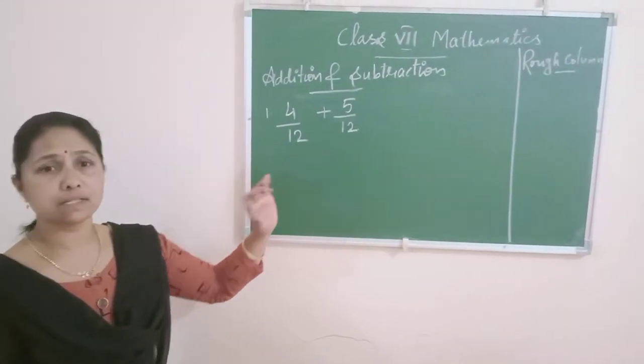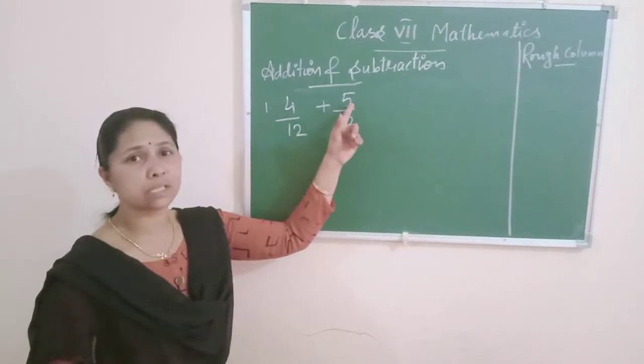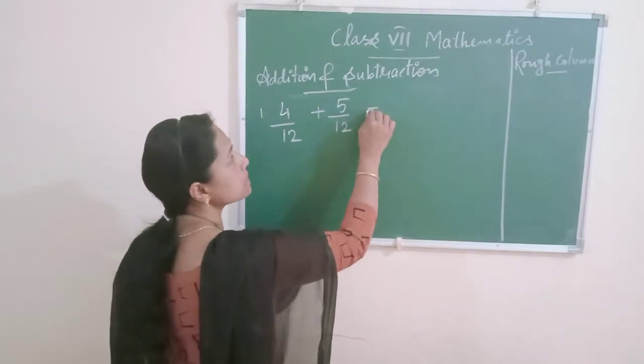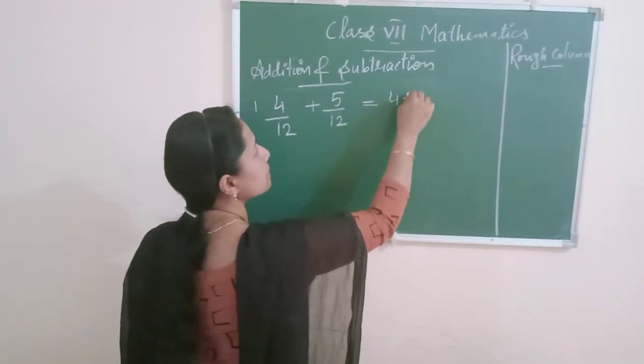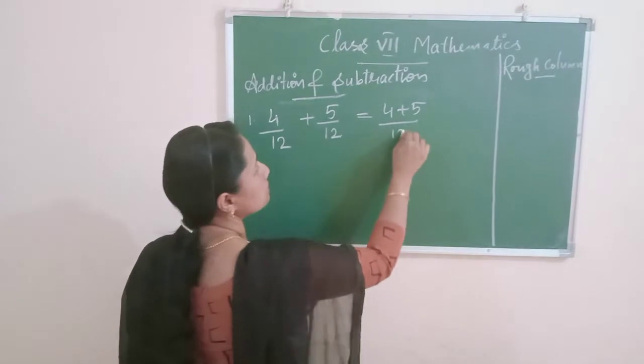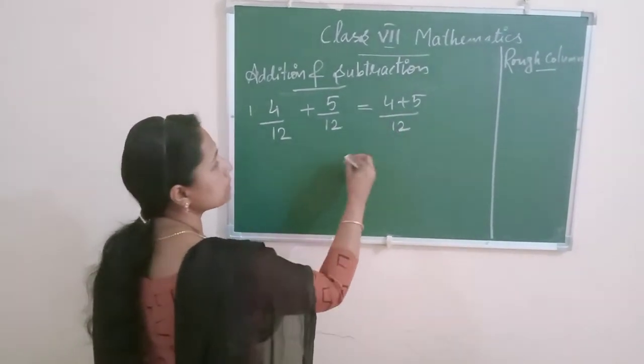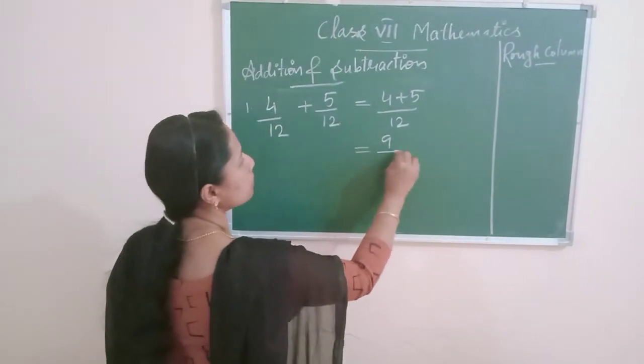If the given fractions are like, you just add the numerators or subtract the numerators. Here it is addition, that is why we are adding the numerators together: 4 plus 5 upon 12. The denominator will be the same. Don't add 12 plus 12, only one time you have to take 12. Then 4 plus 5, 9 upon 12.